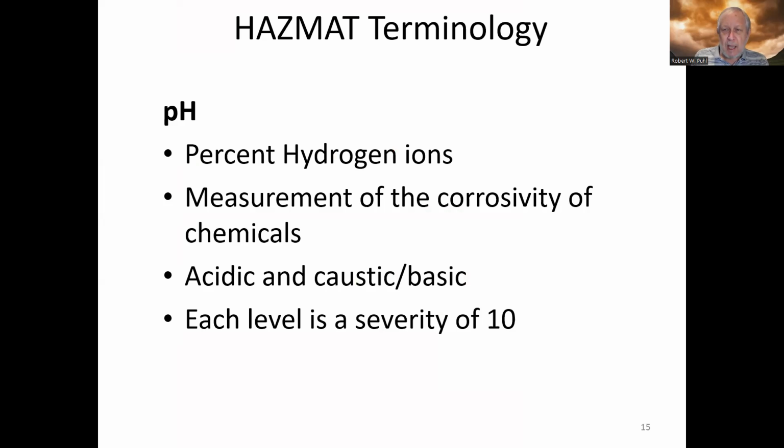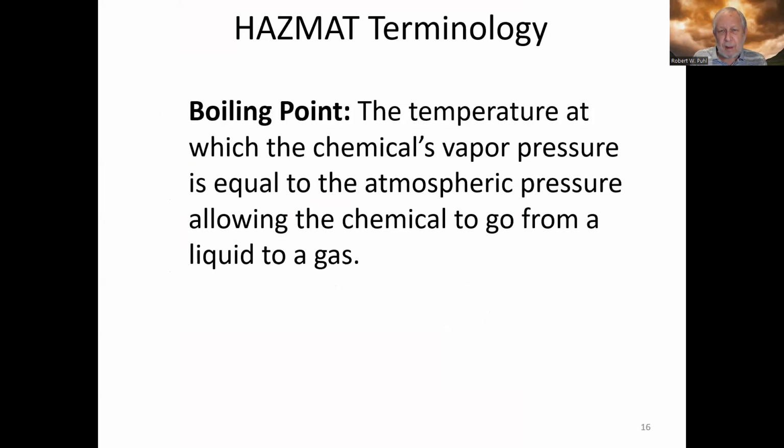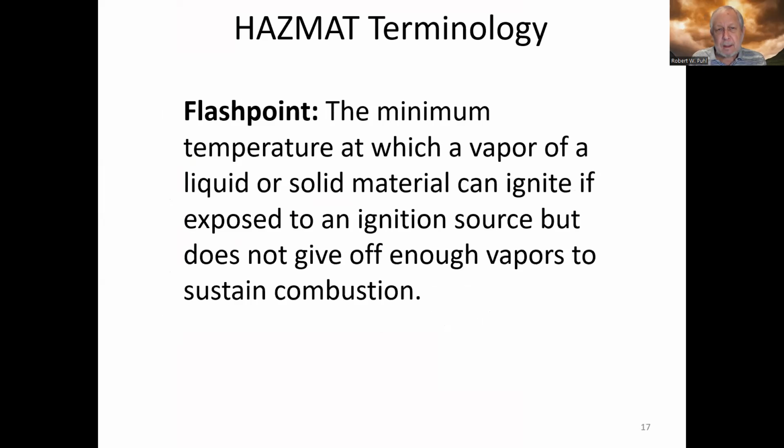pH is percent hydrogen ions. It's a measurement of the corrosivity of chemicals, acidic and caustic or base. Caustic, basic, or base is the same thing. Each level is a severity of 10. Boiling point is the temperature at which the chemical's vapor pressure is equal to the atmospheric pressure, allowing the chemical to go from a liquid to a gas.